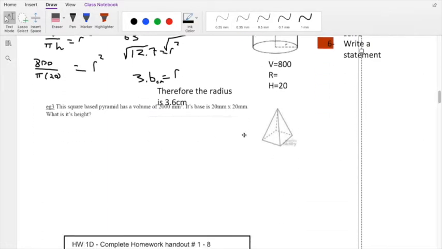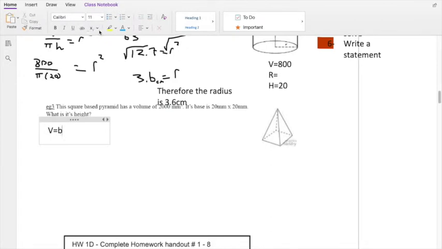Last example. And I'll let you guys pause it right now to see if you can get this one here. But I'll give you the formula first. The volume of a pyramid, a square base pyramid, some people say base squared times height. Where's the squared? Base squared times height. Now, it's a pyramid, so we're going to divide that by 3.